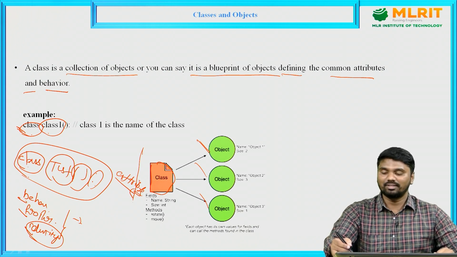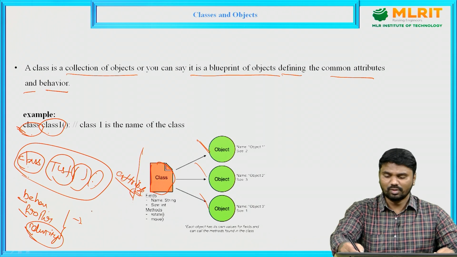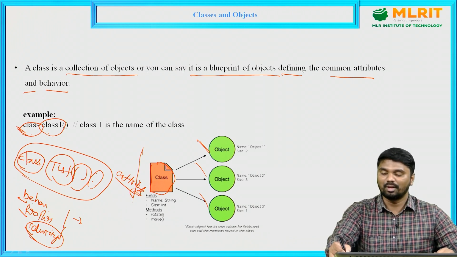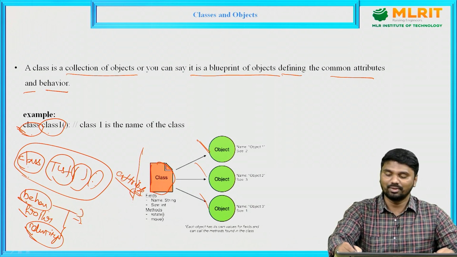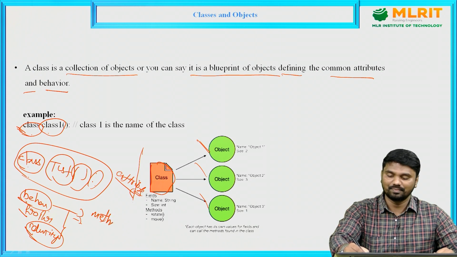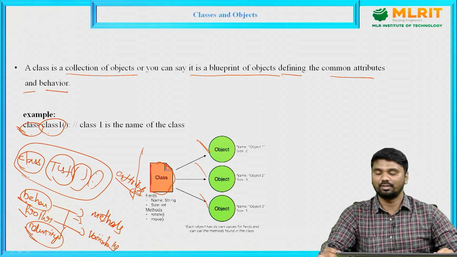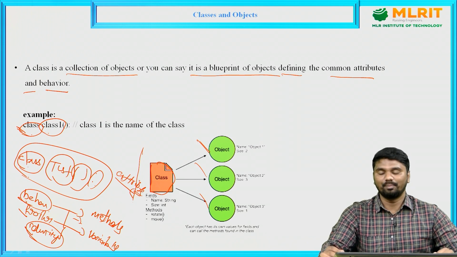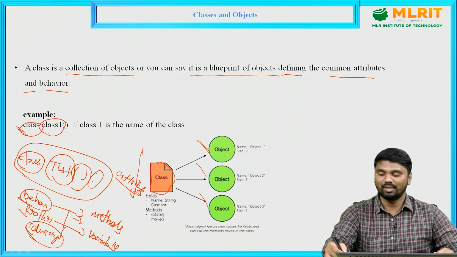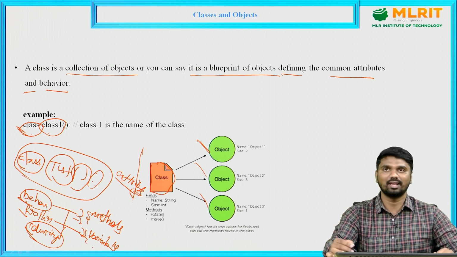From a programming point of view, the behavior we can represent by using methods, and the properties can be represented by using variables. This property is nothing but attributes. So, in programmatic terms, behavior and properties are represented by using methods and variables. So this is the class and object.